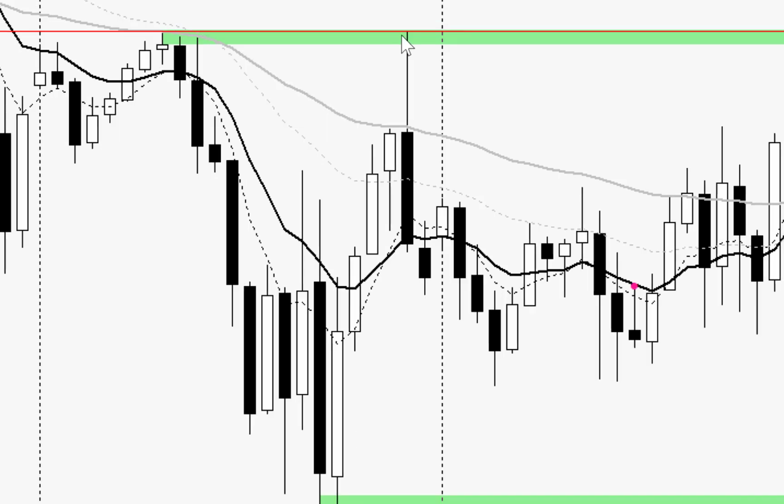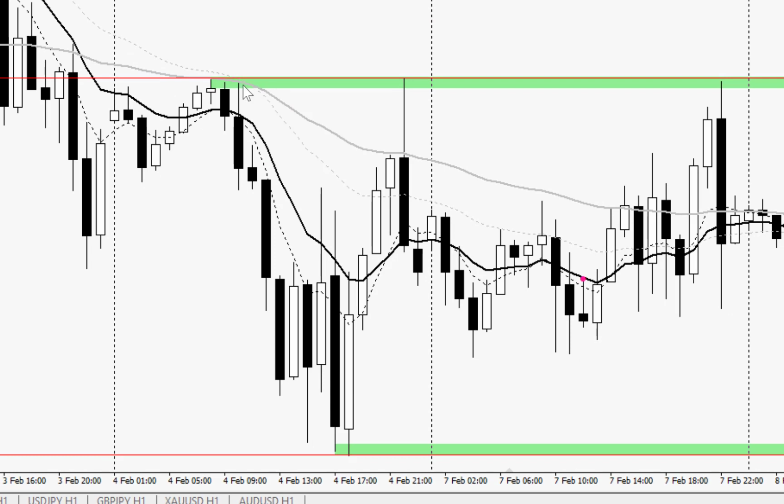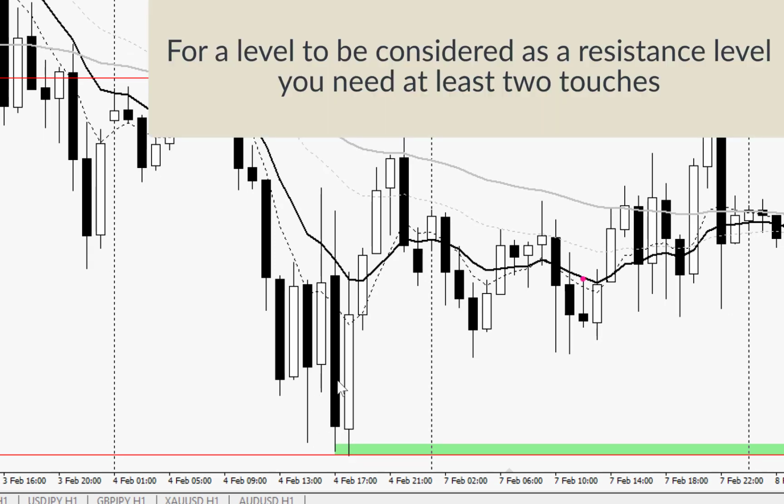So this is my resistance now. Why? Because we have two touches of it, so I will give more importance to this. This one is now a tentative support because it has not been retested twice.